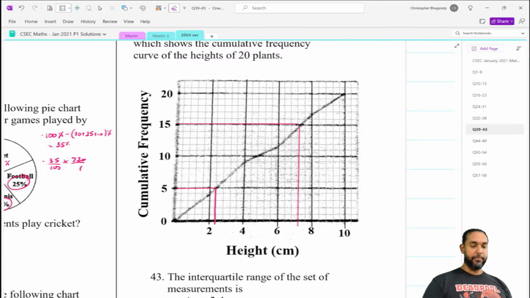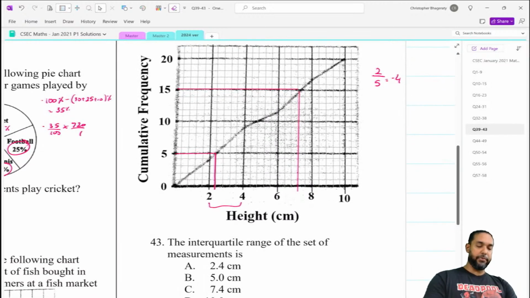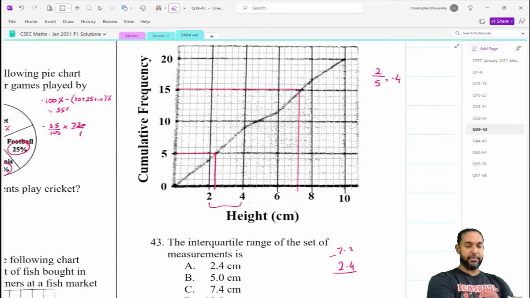Okay, so between 2 and 4, I see 5 blocks. So each block is 2 divided by 5, which is 0.4. So the lower quartile is 2.4. The upper quartile, so 1, 2, 3. So that's 1.2. So that's 7.2. So again, 4.8. So something's off. I'm doing something wrong.